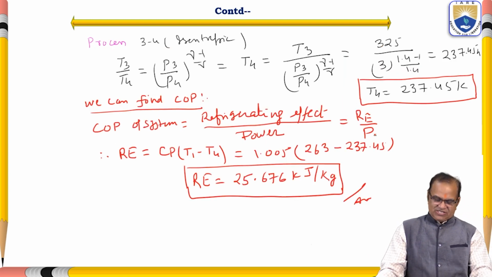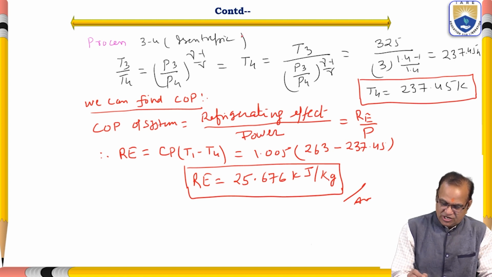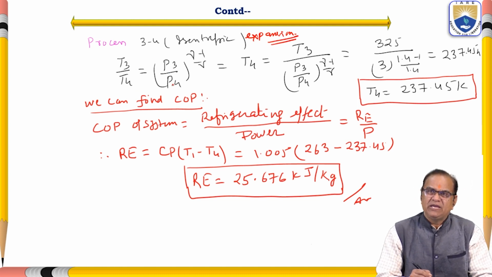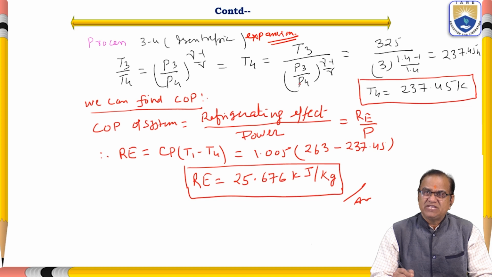Now we have to see the process 3-4. It is an isentropic expansion process. The ratio T3 by T4 is equal to P3 by P4 to the power gamma minus 1 by gamma. So T4 is equal to T3 divided by P3 by P4 to the power gamma minus 1 by gamma. P3 is equal to P2 and P4 is equal to P1, and P2 by P1 is equal to RP, and RP is equal to 3. T3 is given as 325. 325 divided by 3 to the power 1.4 minus 1 by 1.4. We will get 237.45 Kelvin.